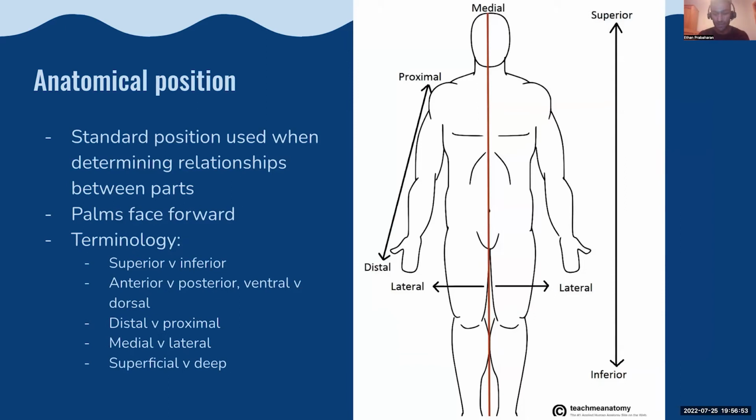When we think about anatomy and how we're describing the body, it's useful to think about a standard position when describing relationships between body parts. Because obviously in different positions, different body parts have different relationships to each other. So we call our standard position anatomical position, and this is basically just standing upright with your palms facing forward. And we will describe the relationships between parts based on this anatomical position.